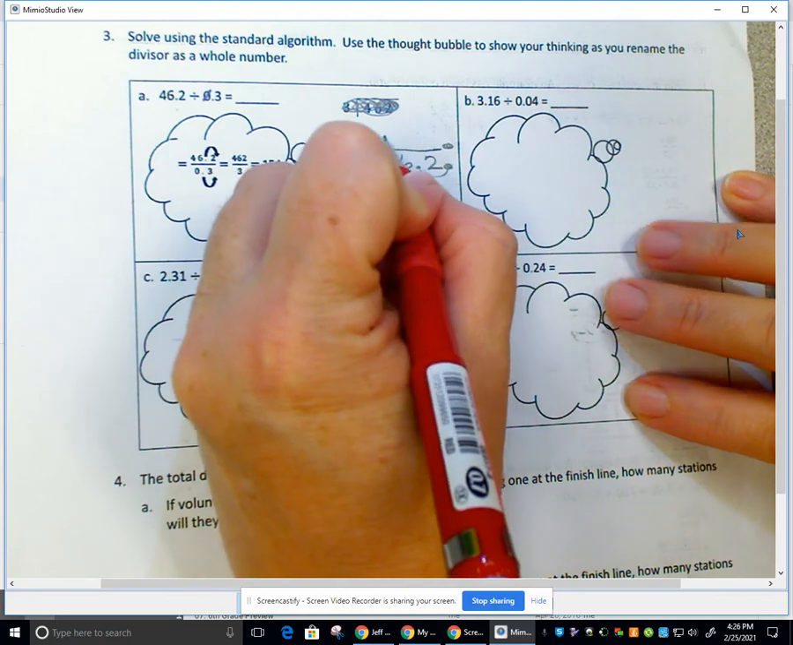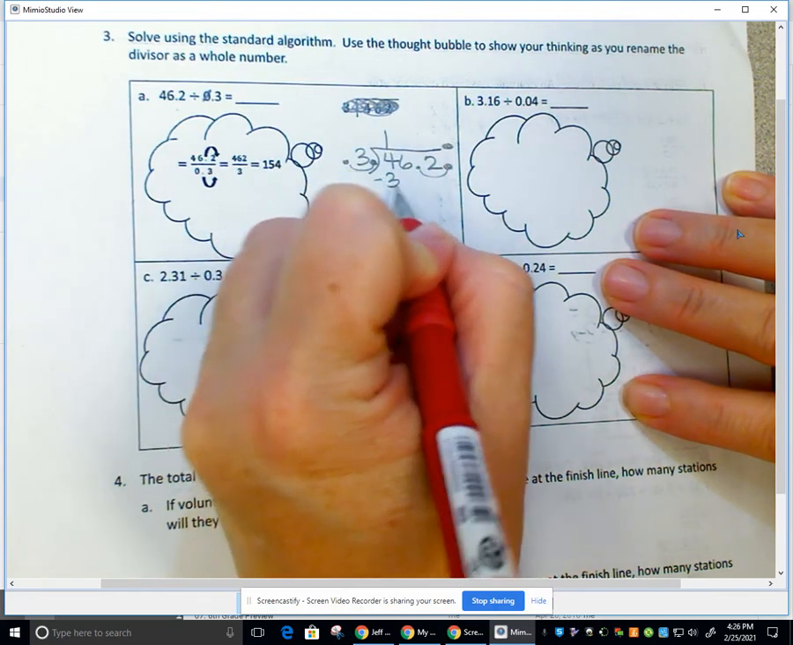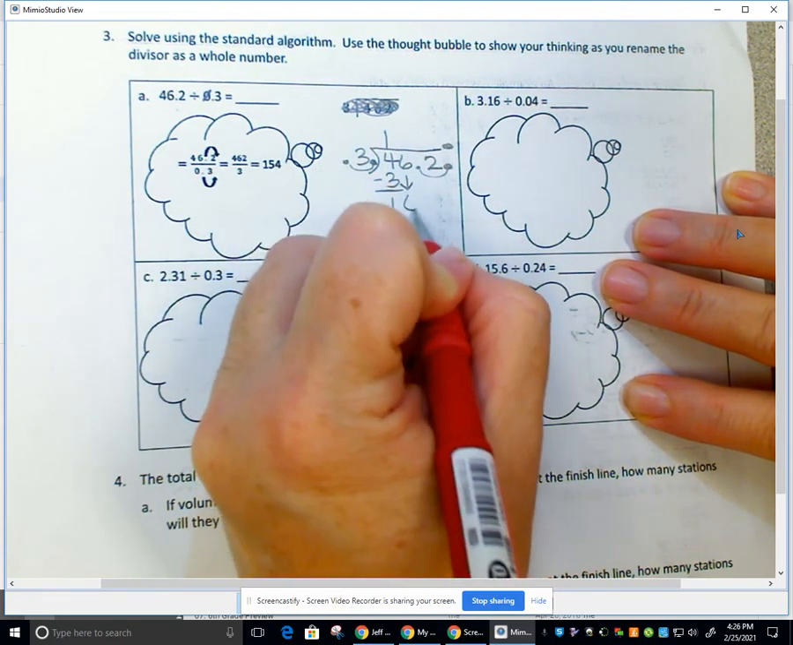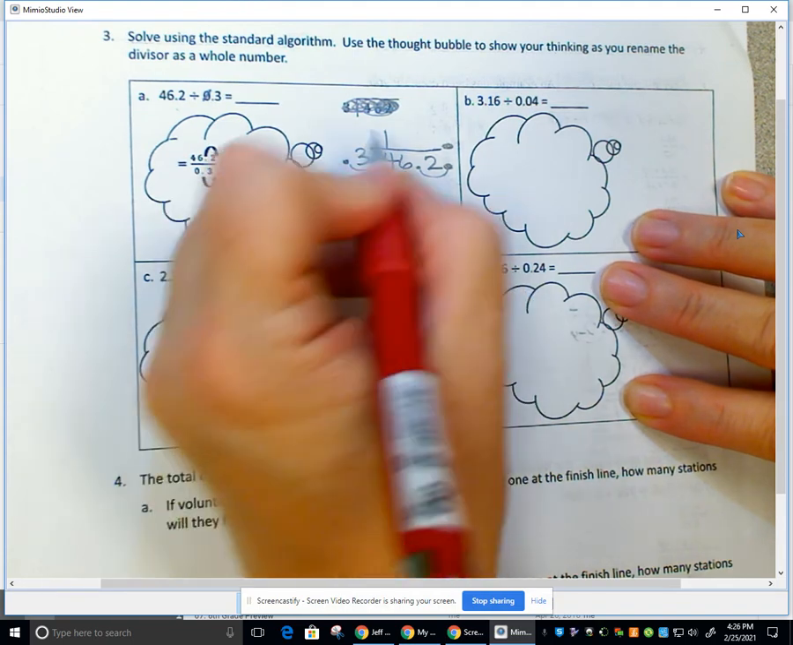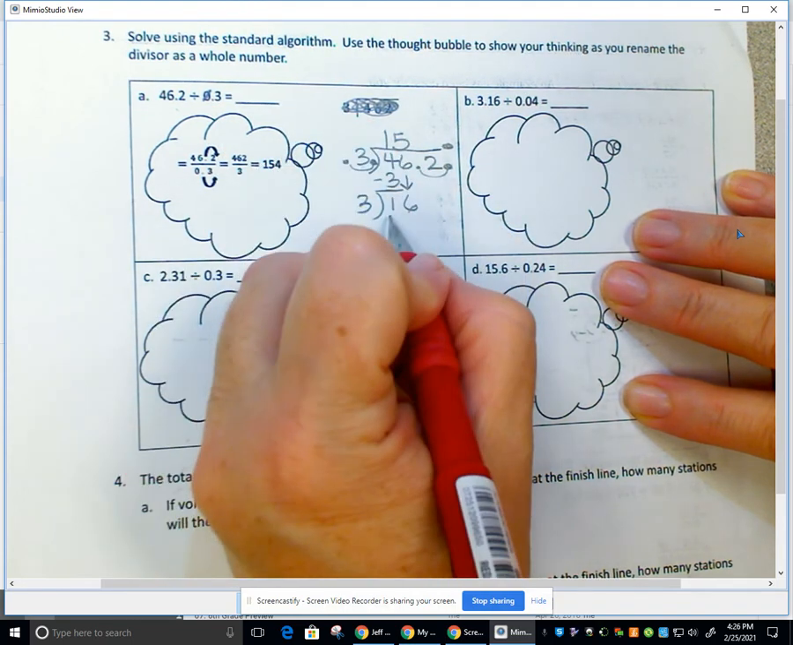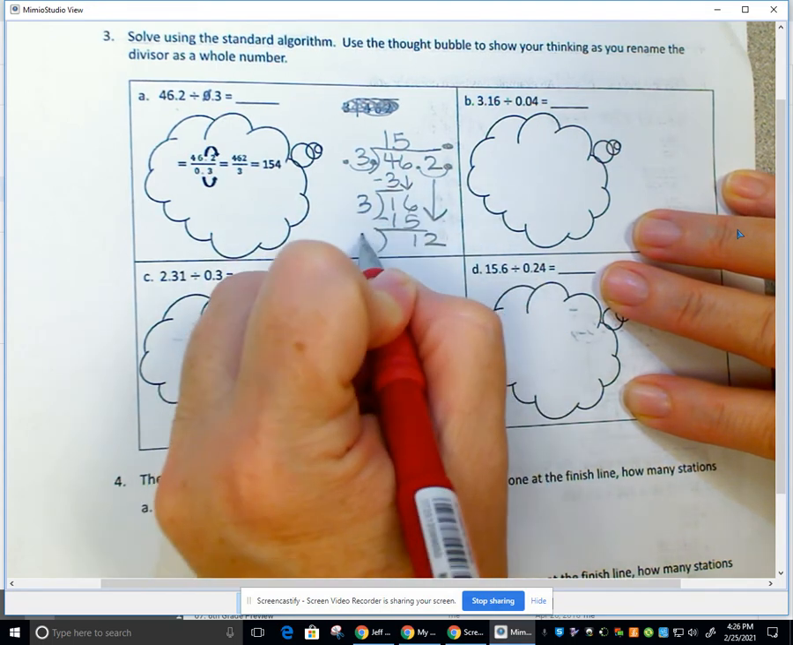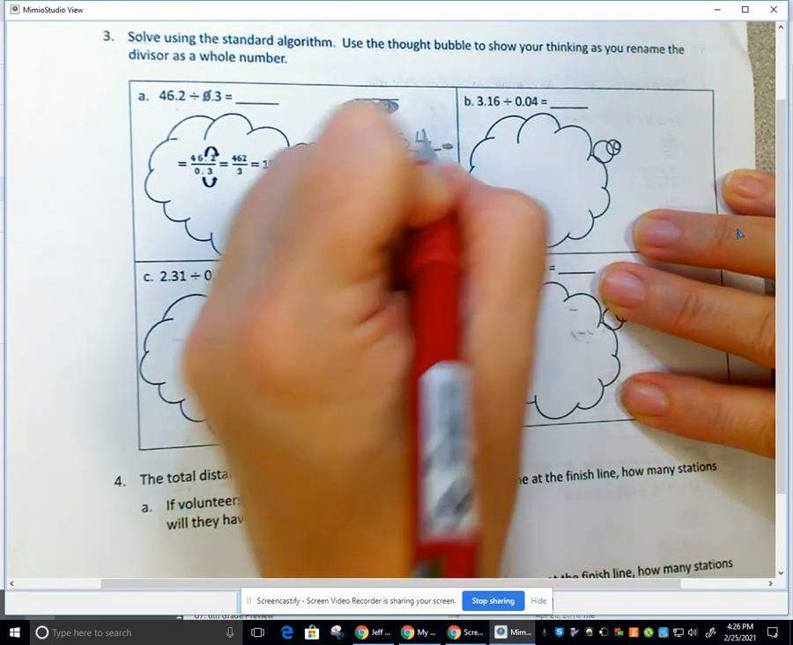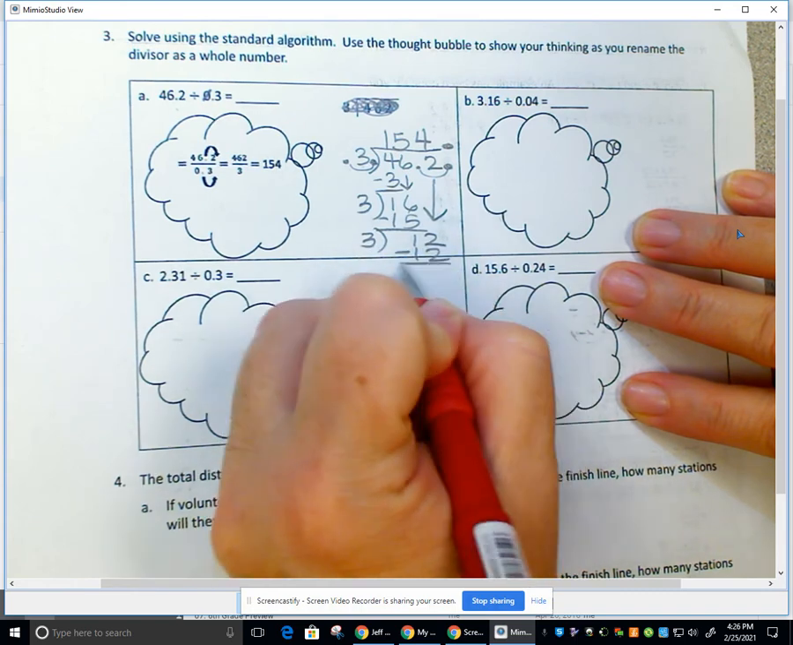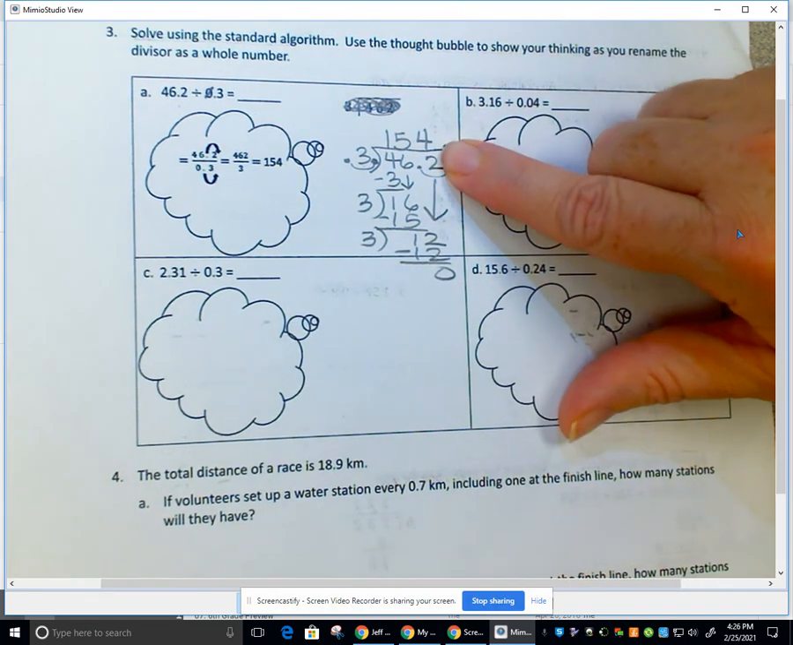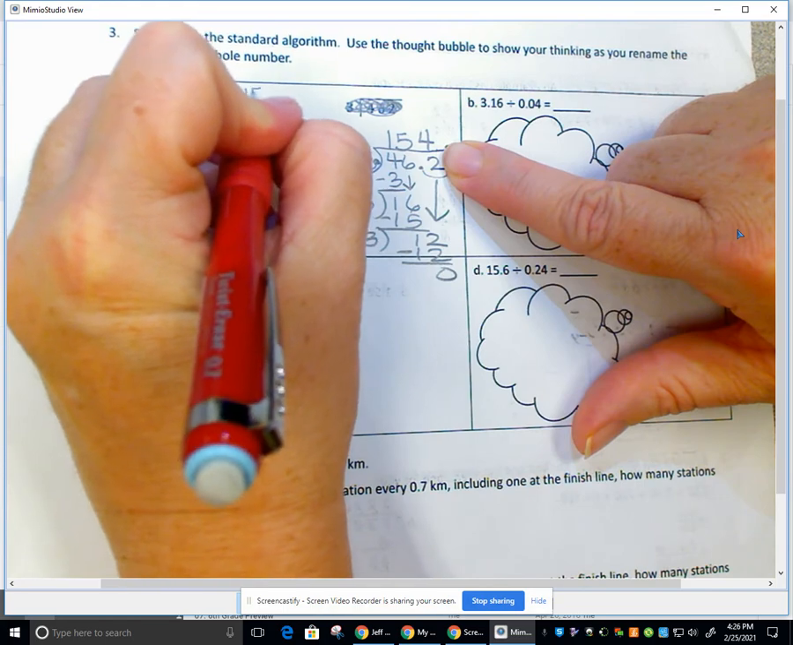3 will go into 4 one time. 1 times 3 is 3. Subtract 1, bring down my 6. 3 will go into 16 5 times. 3 times 5 is 15. Subtract 1, bring down the 2. 3 will go into 12 4 times. 3 times 4 is 12. Subtract 0. There's my answer, 154.